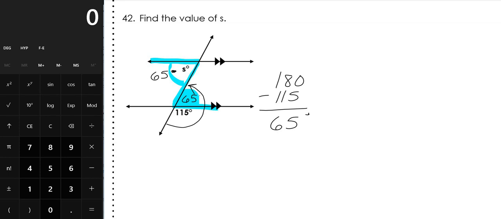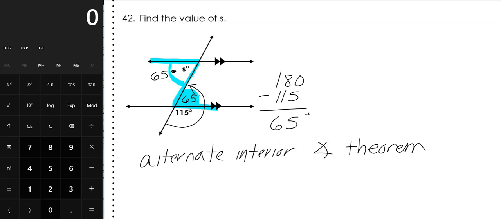Now, Zaro Z is not a really technical name. What these two angles are, the 65 and angle S, are called alternate interior angles. And the alternate interior angle theorem tells us that if you know your lines are parallel, which we do, they gave us these symbols, then the angles that fall in the alternate interior angle section are going to be congruent. Okay, let's move on.